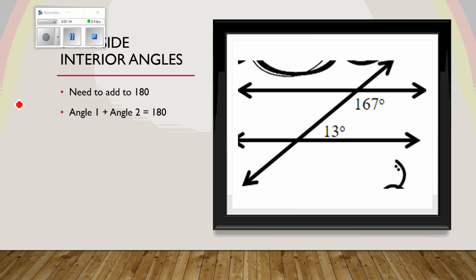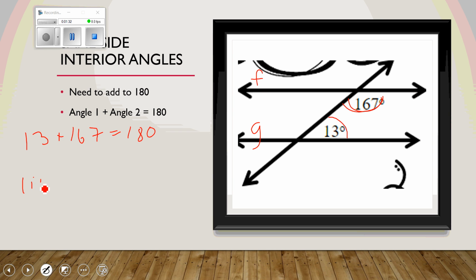If we have the same side interior angles adding up to 180, we also know they're parallel. So we have 13 and 167. We're going to check 13 plus 167, and it equals 180. Therefore, line F is parallel to line G.